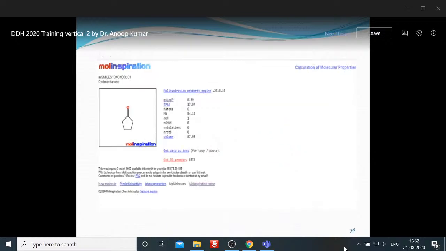In Molinspiration, you will get miLogP. When you click on miLogP, you will get more information on what it is. You will get more information on the range of TPSA, total polar surface area, what the optimum values are, and what you are getting. Accordingly you can see whether your molecules have good absorption profiles or an ADME profile or not.